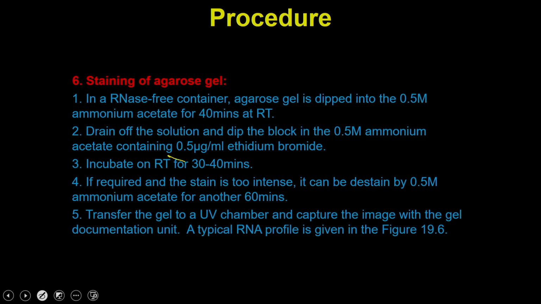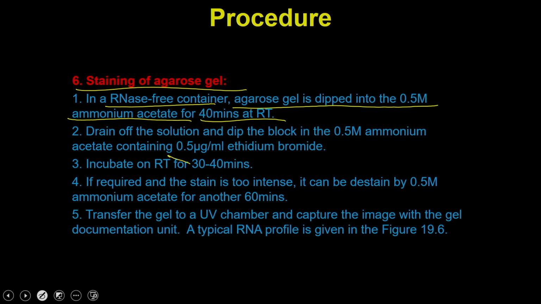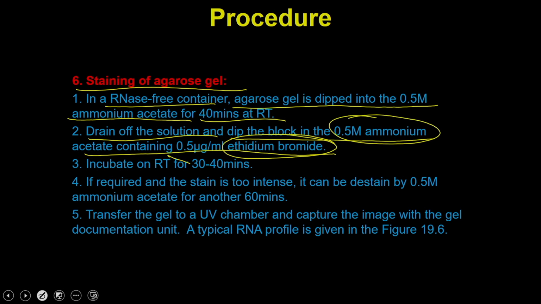Then you have to do the staining of the agarose gel. In an RNase free container, the agarose gel is dipped into 0.5 molar ammonium acetate for 40 minutes at room temperature. This is followed by, you remove the solution and dip the gel in 0.5 molar ammonium acetate containing 0.5 microgram per ml ethidium bromide. This is the staining dye which is prepared in the 0.5 molar ammonium acetate.